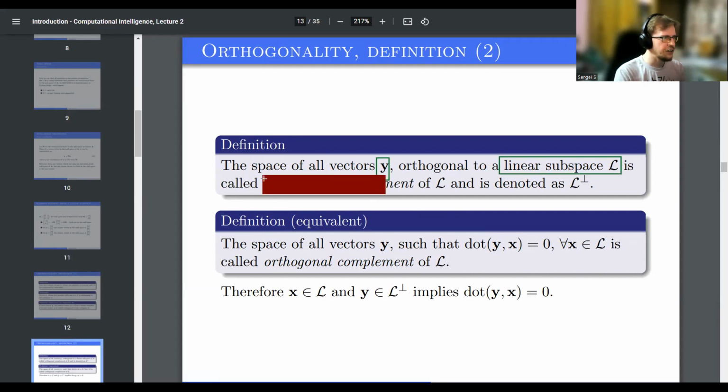Is called orthogonal complement of L and denoted L perp. That is this symbol called perp, perpendicular perp. At least this is how it's called in LaTeX. I'm not sure if there is a better way to pronounce it. So the space of all vectors y orthogonal to linear space L is called the orthogonal complement of the space L and denoted as L perp.